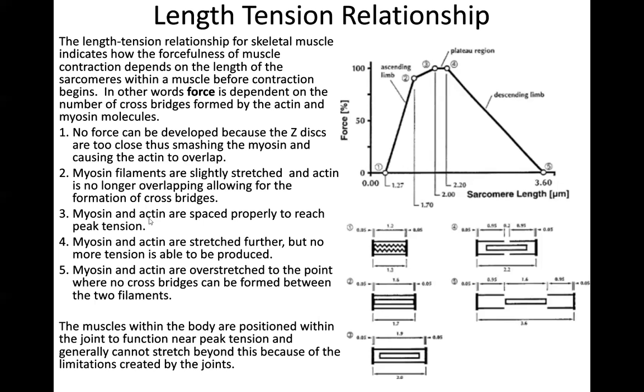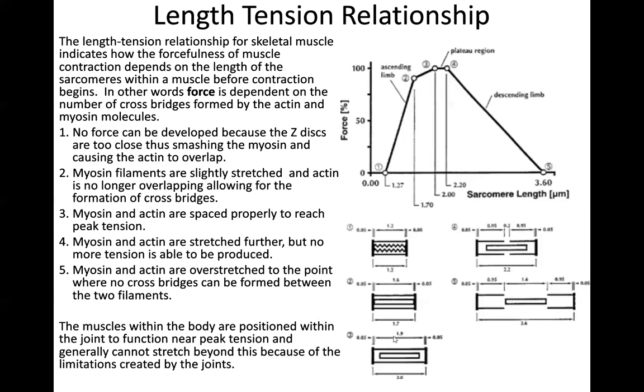Okay, point 3, myosin and actin are spaced properly to reach what we call peak tension, which is where we're going to max out. Okay, at points 3 and 4, we hit what we call L naught, which is where it's at max force or max tension. And that has everything to do with the fact that it's at a perfect length, which means we have the perfect amount of cross bridges. Okay, the more cross bridges you have, the more force. You think about it that way. The more cross bridges you have, the more force you produce.